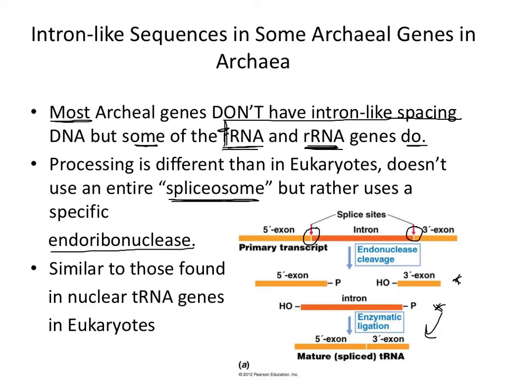Interestingly, if you look at eukaryotic genomes, the genes that we have for transfer RNA have very similar intron-like spacing DNA, and they do use a spliceosome rather than a specific endoribonuclease to remove that intronic RNA, but it does signal to the evolutionary connectiveness or relatedness between the Archaea and the eukaryotes. So that's a really neat difference. The bacteria don't show this pattern at all.